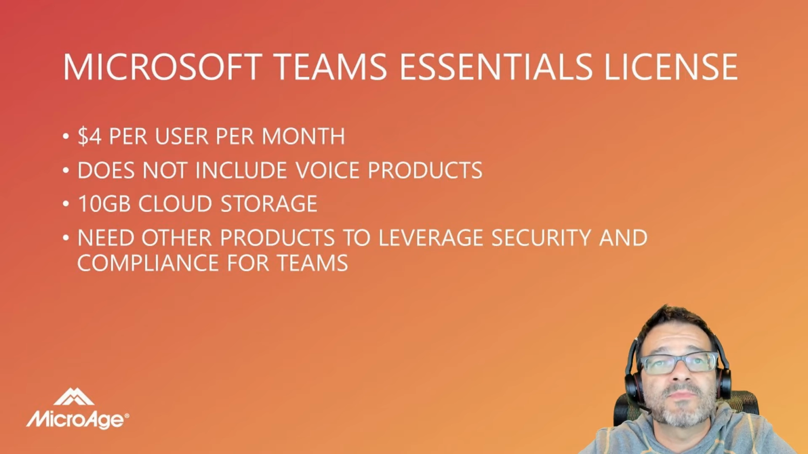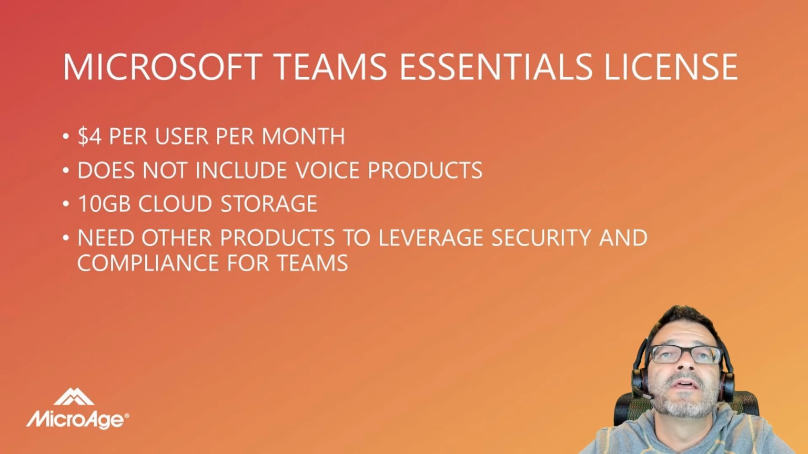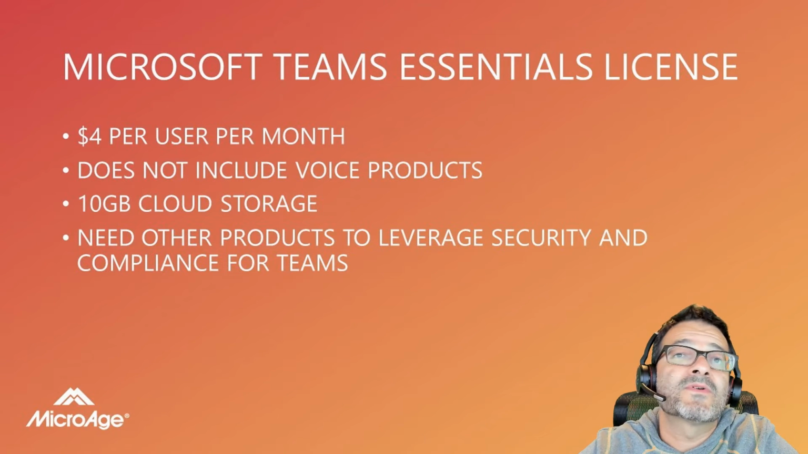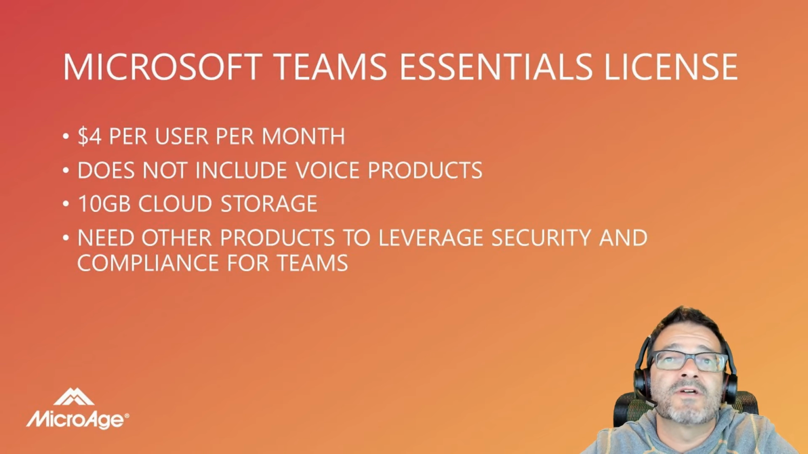This does not include voice products like audio conferencing, phone system, and so on. Those are still separate products. But the Teams Essentials license is limited in cloud storage. It's only 10 gig versus the 1 terabyte that users get with a full Microsoft 365 plan that includes Microsoft Teams. Teams Essentials does not include advanced security features like conditional access, DLP, and information protection. Remember, you'll need to purchase those services with other add-on licenses, or just simply upgrade to a plan that includes those other products. But just remember, the Teams Essentials is a great low-cost upgrade for your expiring Teams Exploratory license.